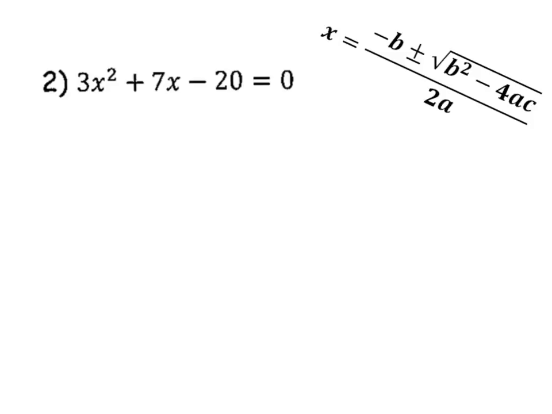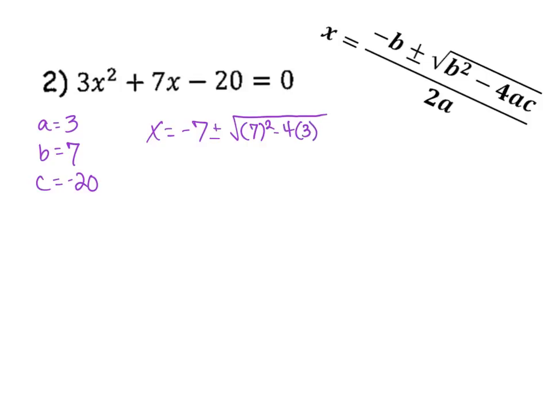But the whole point of today's lesson is to practice the quadratic formula. We're done factoring the normal way. That's the whole point of this lesson. Now, A is 3, guys. This is different. All right, plug in, go. X equals negative 7 plus or minus the square root of 7 squared minus 4 times 3 times negative 20. Ah, that's big. All over 2 times 3.